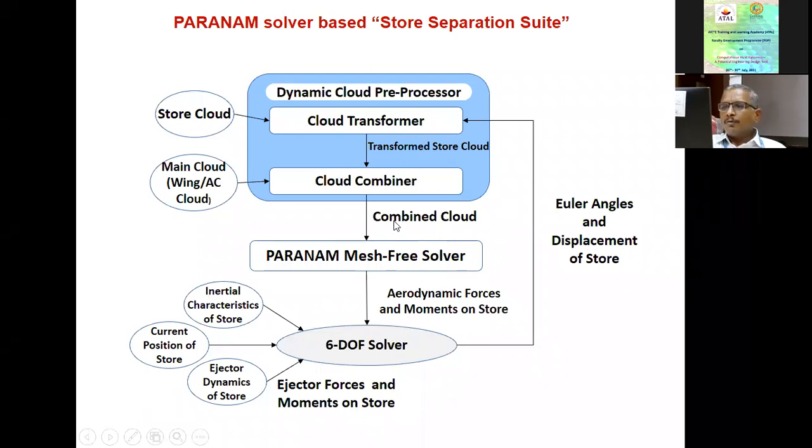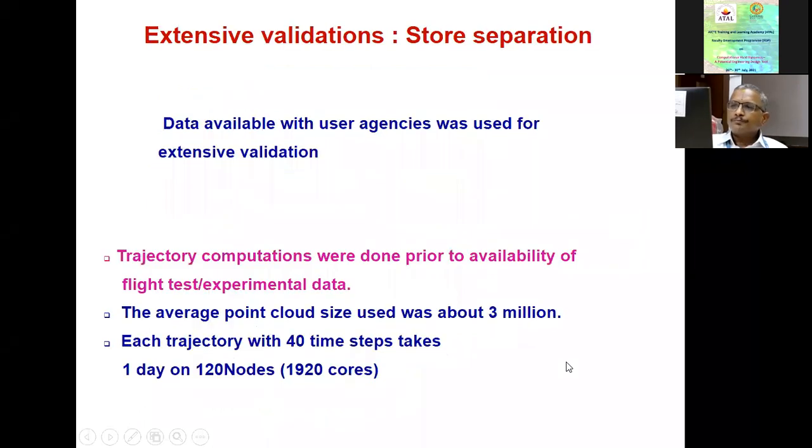You have a combined cloud, and the solver will run on this. Then you get out the aerodynamic forces and moments. These are applied on the rigid body which is moving. Then you get a new position. For the new position, again, you go back and repeat this procedure until the body has moved to a position where it would have safely separated out.